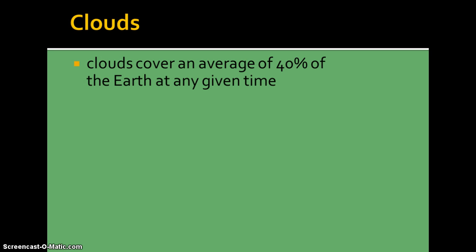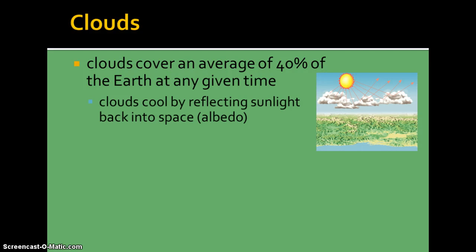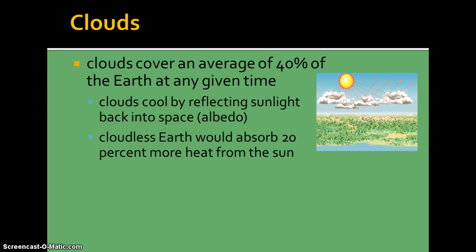Now we've talked about fronts and how when that warm air rises, we form clouds and have precipitation. At any given time, due to the water cycle, clouds are going to cover about 40% of the Earth, and that's why when we look down from space, we see the blue and the white. Clouds help reflect sunlight back into space. The amount of light that something reflects is known as its albedo, so clouds have a high albedo. If we did not have that 40% cover of clouds, the Earth would absorb about 20% more heat from the sun, so our temperatures would be even higher than they are.